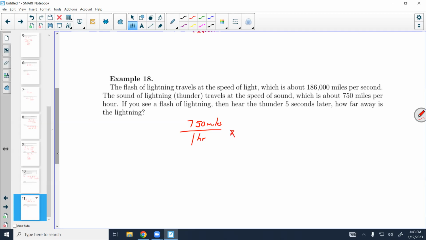So there's 60 minutes. Oops, did that backwards. 1 hour is 60 minutes. That gets rid of the hours. 1 minute is 60 seconds. That gets rid of the minute. And we want 5 seconds. So that gets rid of the seconds. And now we just have miles. So I'm looking at 750 times 1 times 1 times 5 over 1 times 60 times 60 times 1.